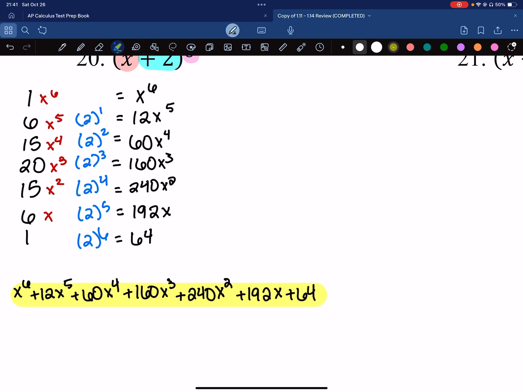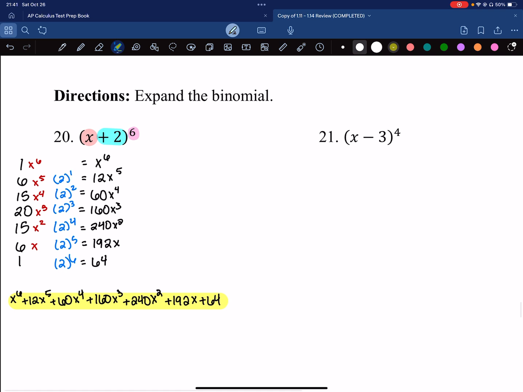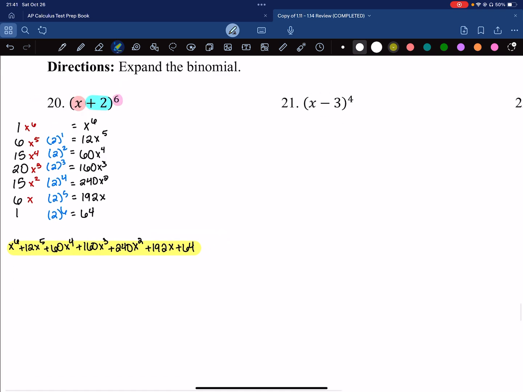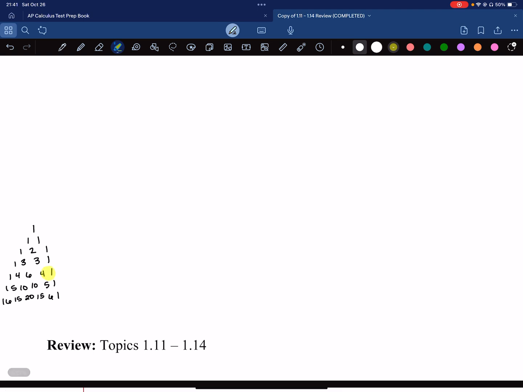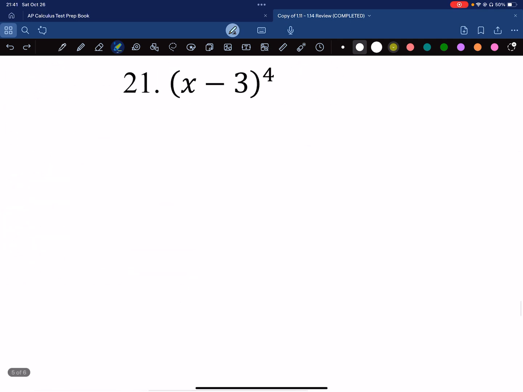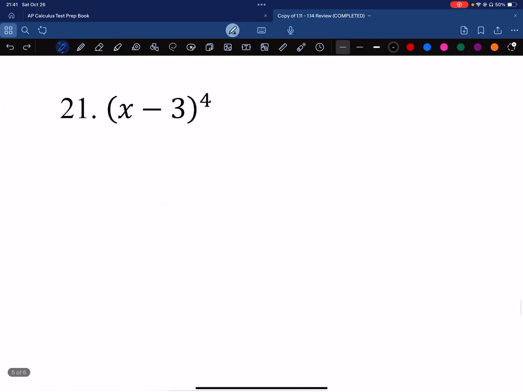When it comes to multiple choice, you just do enough until you get the answer or you can eliminate other answer choices. Okay, the next one, a binomial with the 4th power. So we already did Pascal's triangle. For this one, we're going to use 1, 4, 6, 4, 1. So I have 1, 4, 6, 4, 1.